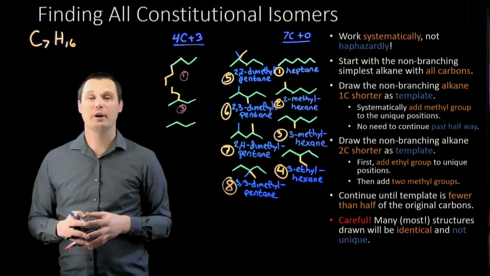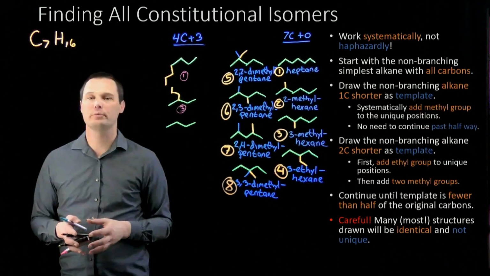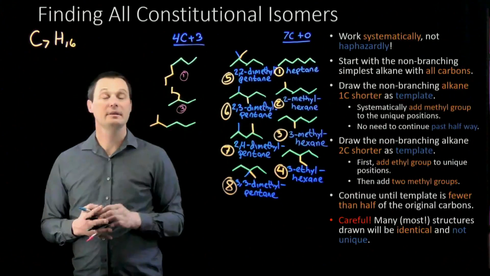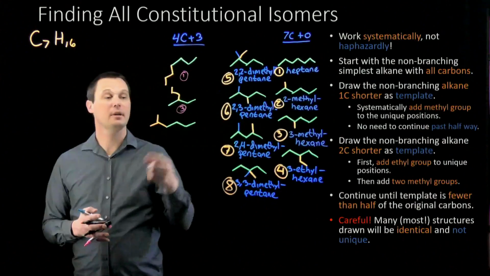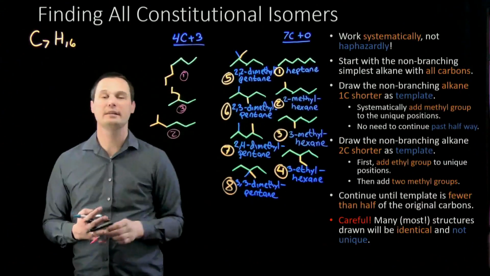The next way to attach 3 carbons would be an isopropyl group. Pause the video, see if you can figure out all the ways to add an isopropyl group to a 4-carbon template. I can start by adding that isopropyl group to the first carbon. Is this unique? This will form a parent with the longest chain of 6 with a methyl group on carbon number 2, so no, this is not unique. This will be identical to 2-methylhexane.